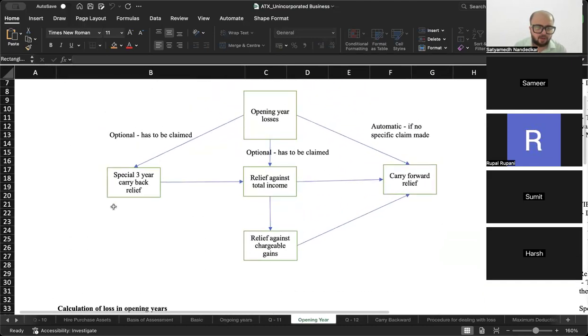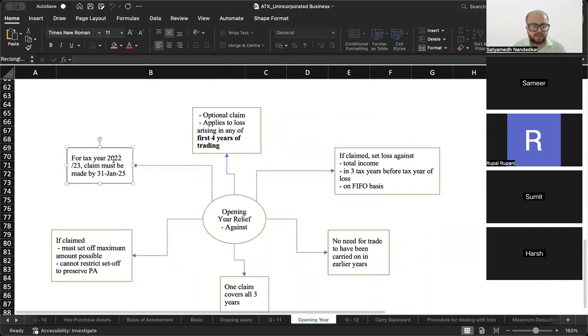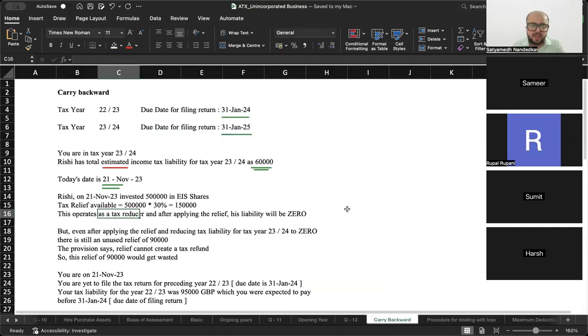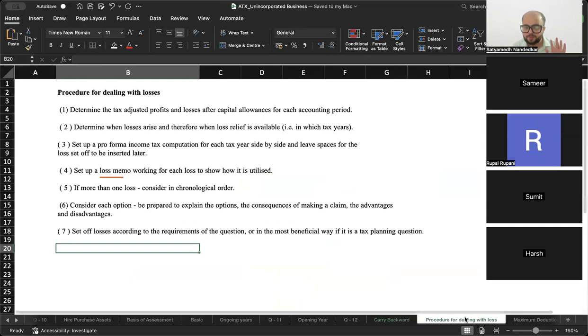And what is the time period for tax year 24-25? Okay. What is this tax year 24-25? This has to be claimed by 31st of Jan 2027. Okay. Now in carry backward, we know how carry backward works. When you carry it backward to the preceding year, then if you have already paid tax in the preceding year, you can get a refund of that tax. So if you are in need of cash now, you should go for this particular option.